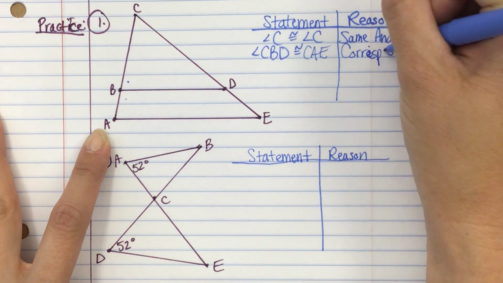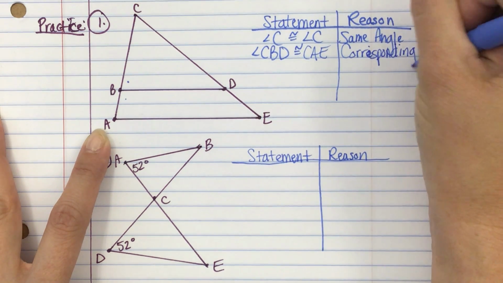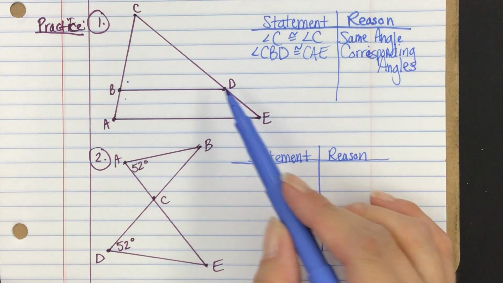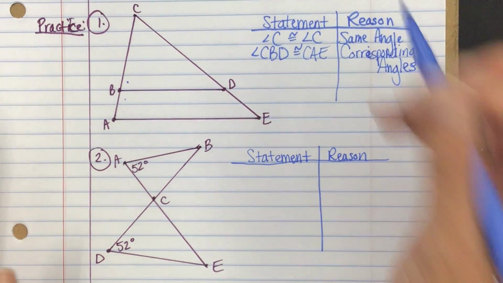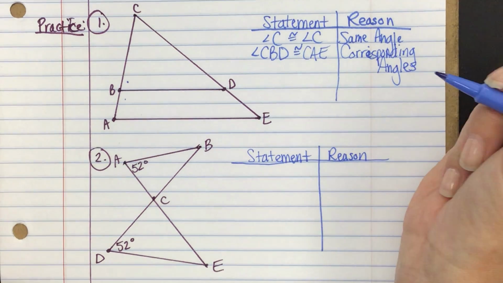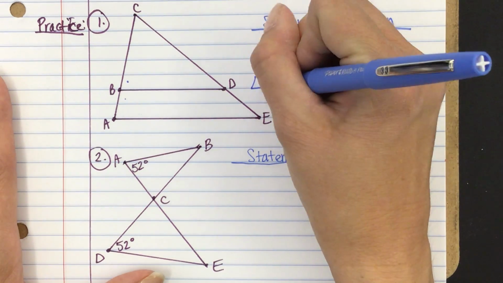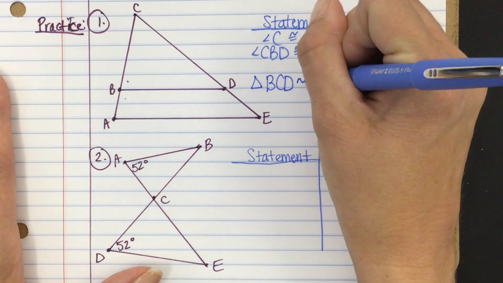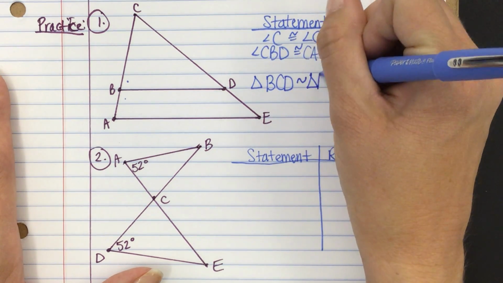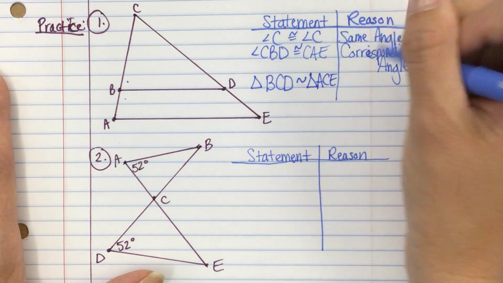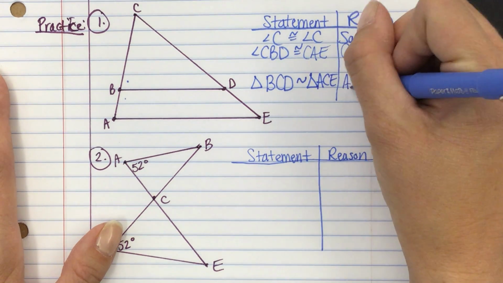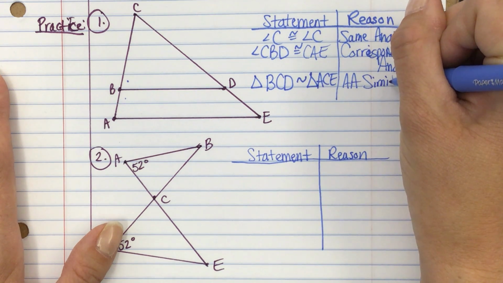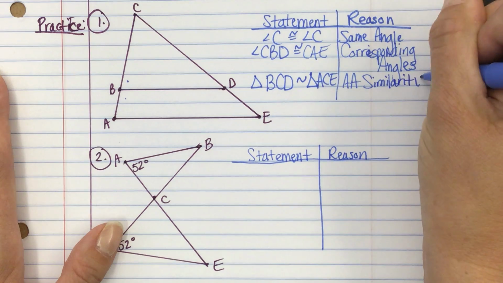Corresponding angles. And you could show that these two are also congruent, but you don't have to. So I'm going to go ahead and do what I call the similarity statement here. So we can say triangle BCD is similar to triangle ACE because of angle similarity theorem. Okay.